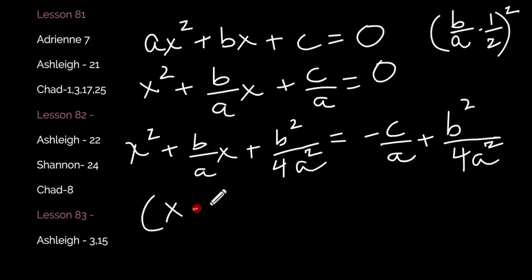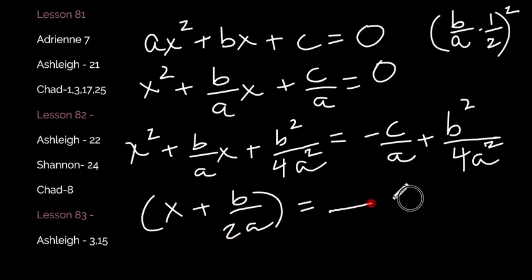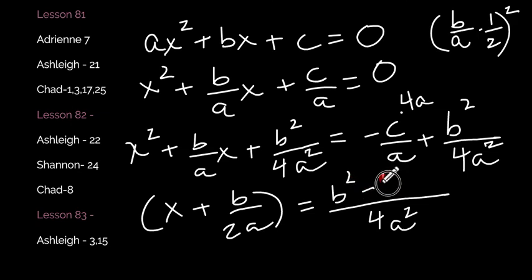Okay, so now we're going to get x plus b over 2a, squared, equals, and our common denominator over here is 4a squared. So then up here we're going to get b squared. This is going to need a 4a, right? And this is going to need nothing. So I'm going to put the b squared first. So b squared minus 4ac. Look at it coming together here. Isn't that beautiful?